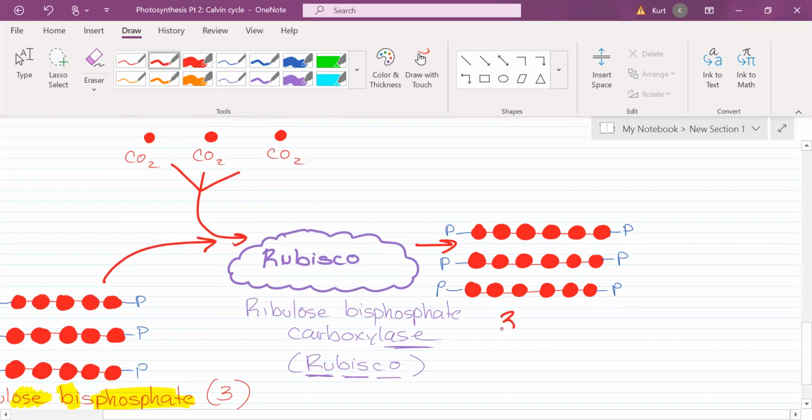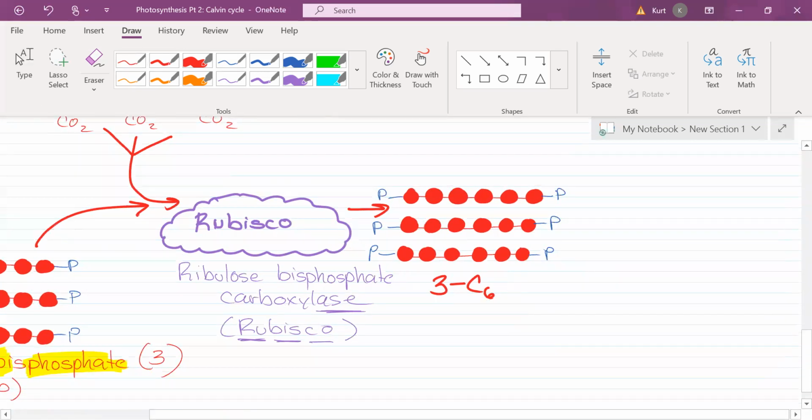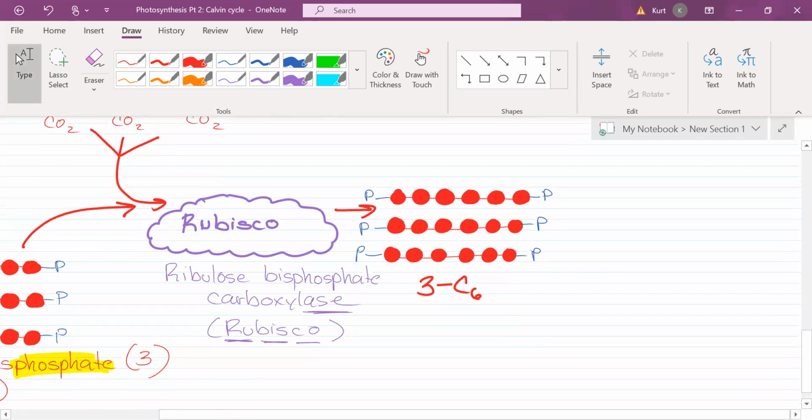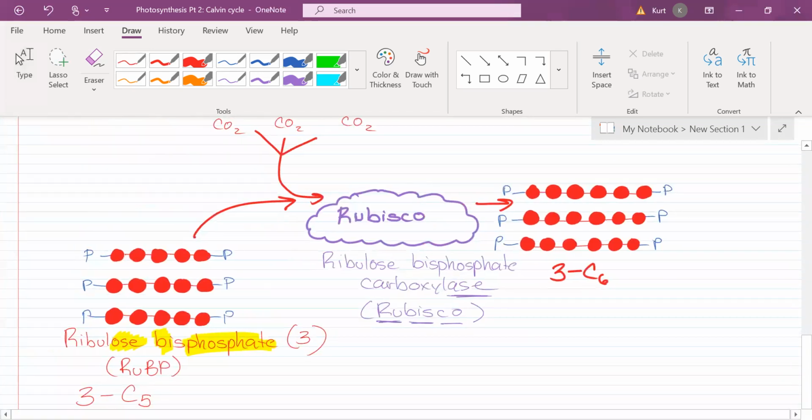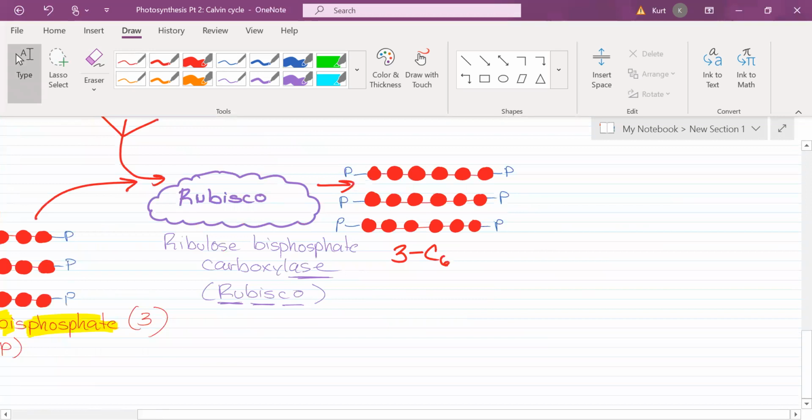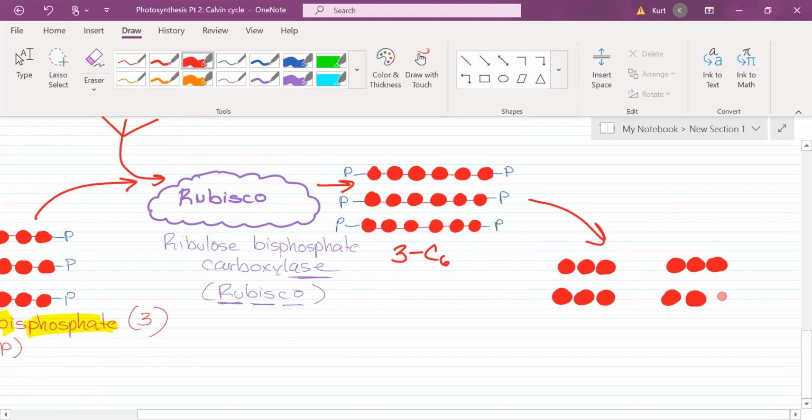So we have 3 C6 molecules. This molecule, you don't even need to bother with the name because it is very short-lived. It doesn't last long. What I mean is that the molecules are too big, they're going to break in half. That's what we're going to demonstrate here. 1, 2, 3. 1, 2, 3.